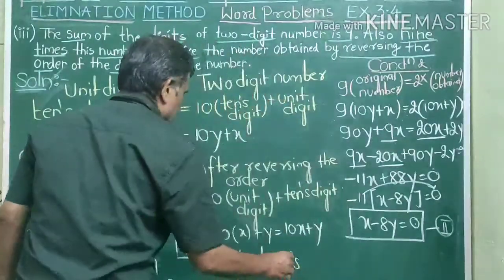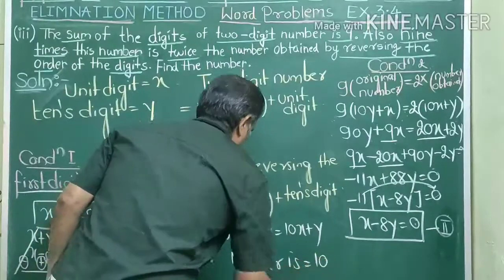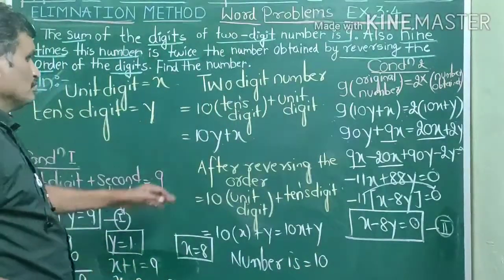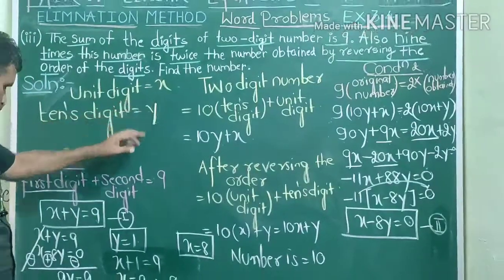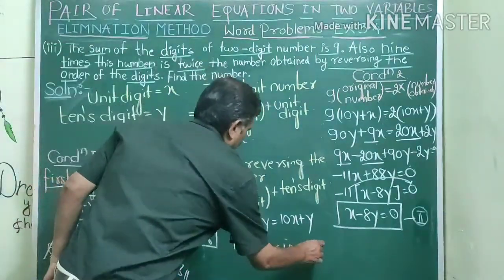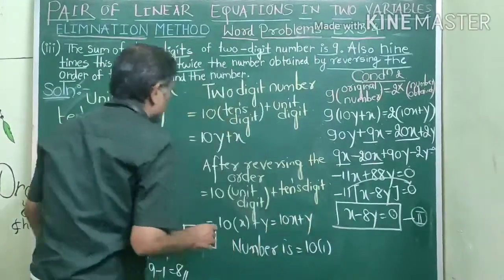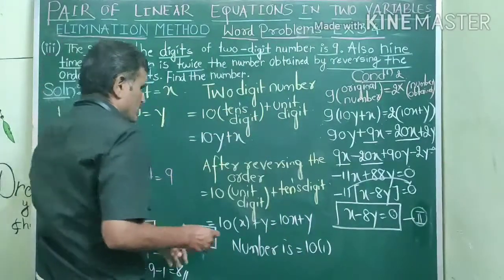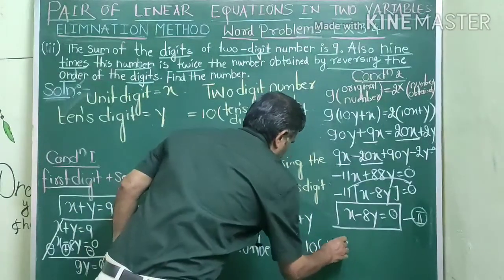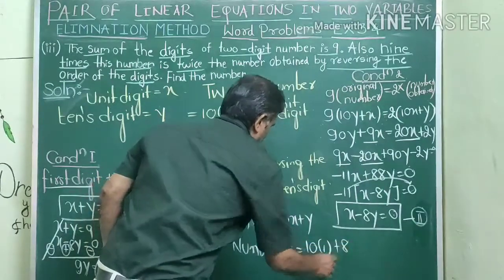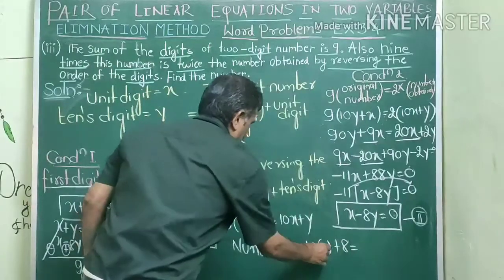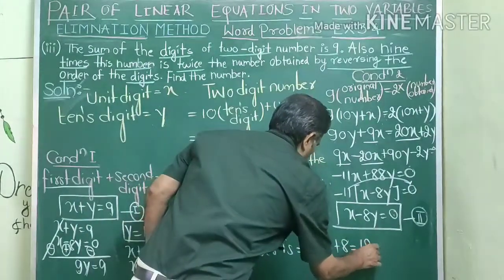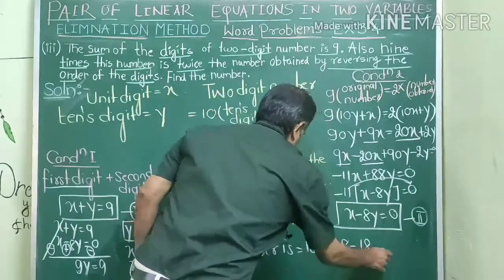The number is 10 into tens digit. Here tens digit we have taken y. So y is equal to 1. So 10 into 1 plus unit digit. Unit digit what we have taken? 8. So 10 into 1 plus 8, and that becomes how much? 10 into 1 is 10. 10 plus 8 is how much? 18. So children, the number is 18.